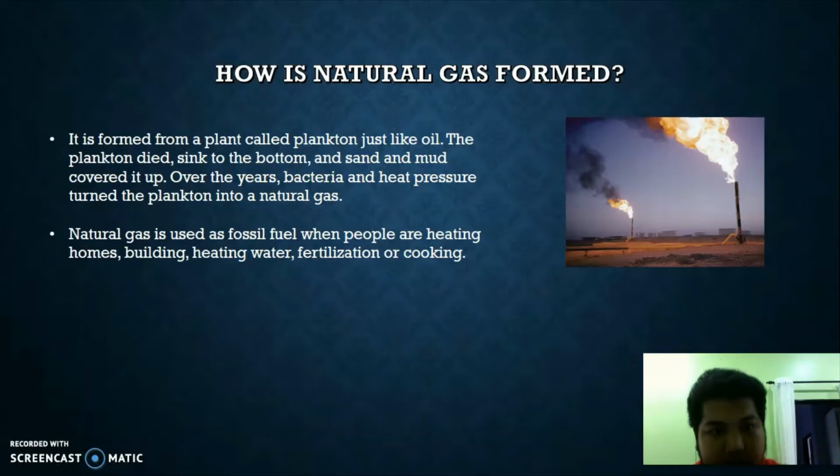Okay. Natural gas is used as a fossil fuel when people are heating homes, buildings, heating water, for fertilization, or to cook.